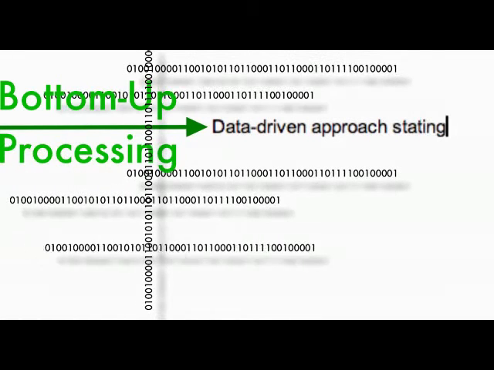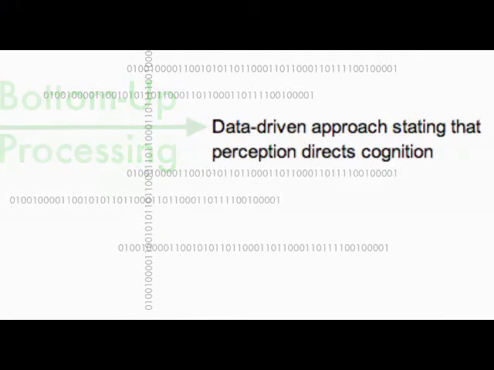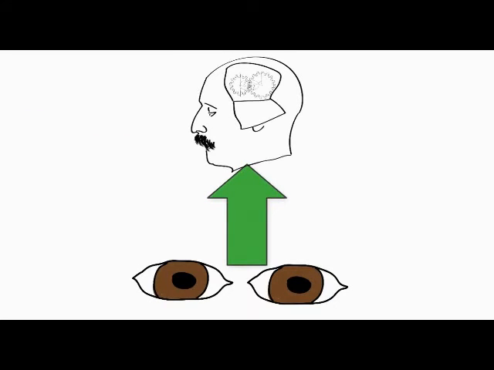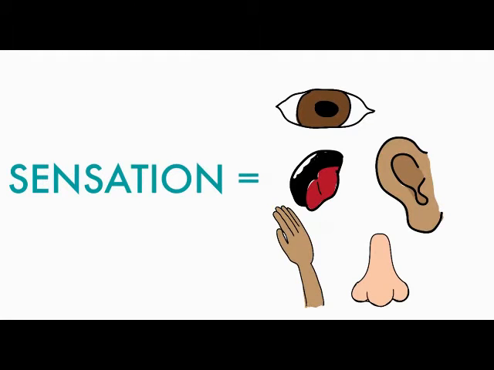We'll start with the bottom-up process. Bottom-up processing is data-driven and it states perception directs cognition, that is, we start at the bottom with observable patterns and this informs higher order cognitive processes. To simplify this a little bit with an example, sensation involves your eyes collecting visual information and your ears collecting auditory information, and so on with the other senses.